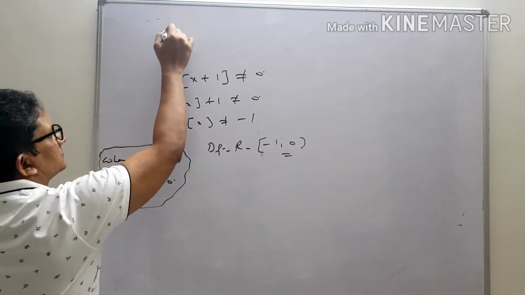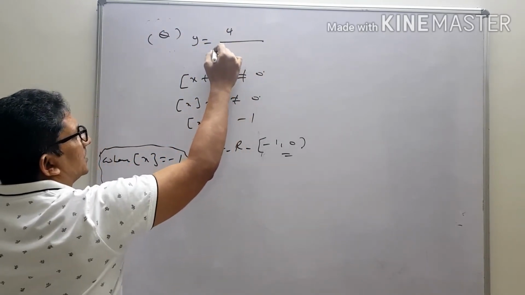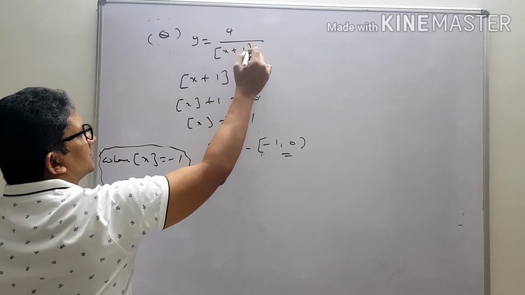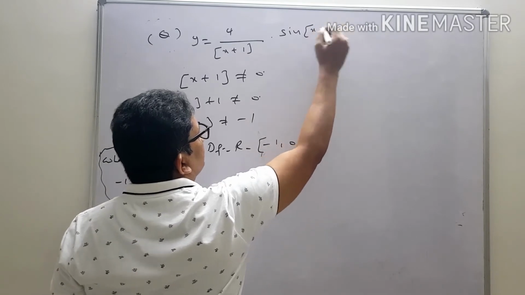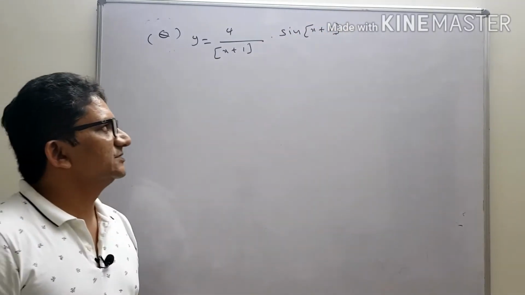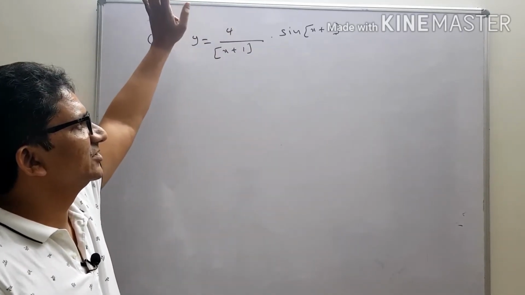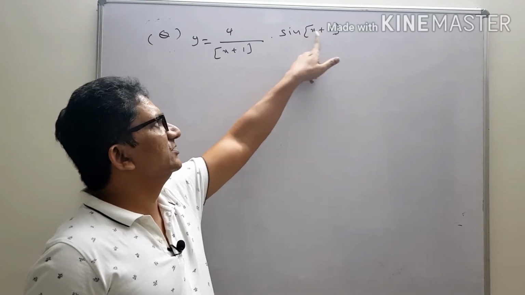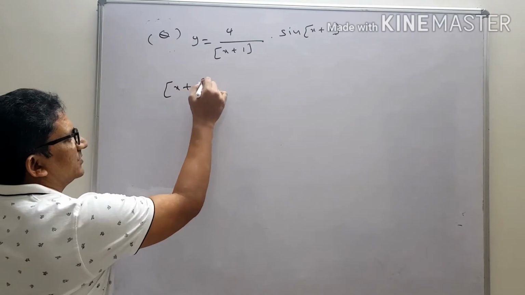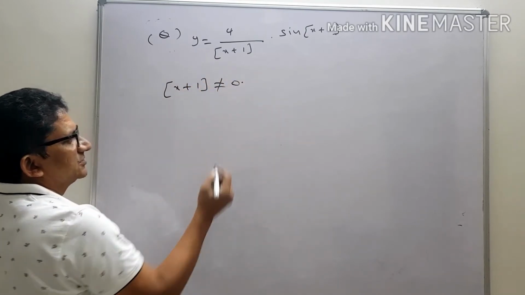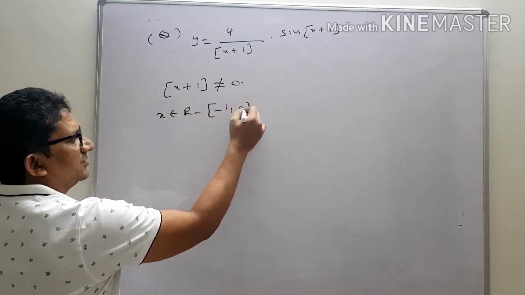Next question. Find the domain of y equals 4 divided by step of x plus 1 into sine of step of x plus 1. Listen carefully how to analyze this one. This 4 is just to confuse you; 4 is a real number, no need to think about it. So we bother about this part and this part. First, this part we just did: step of x plus 1 is not equal to 0. So x belongs to R minus 1 comma 0.